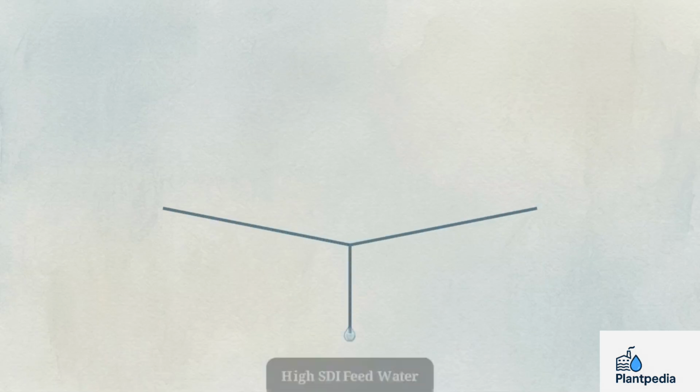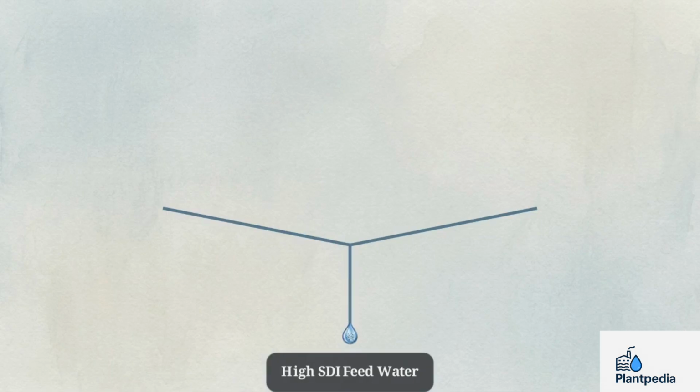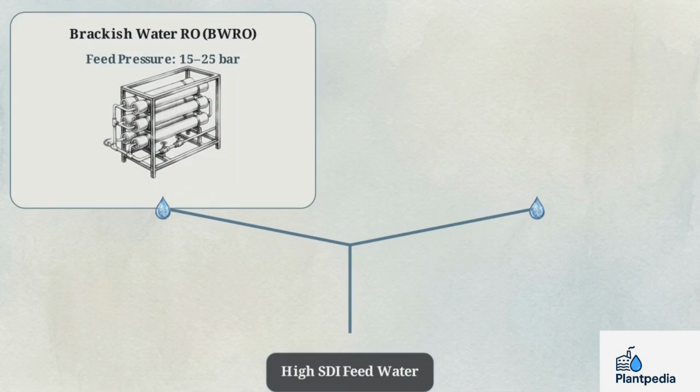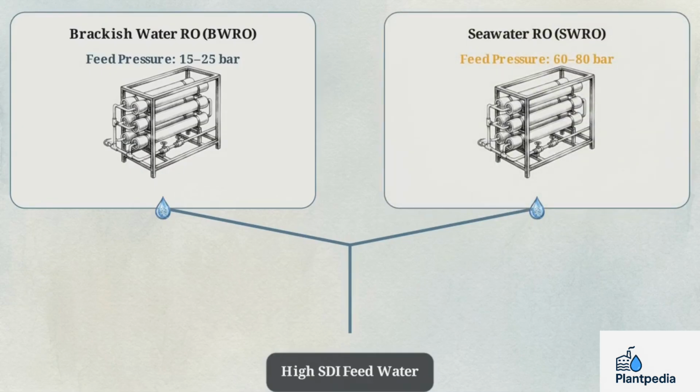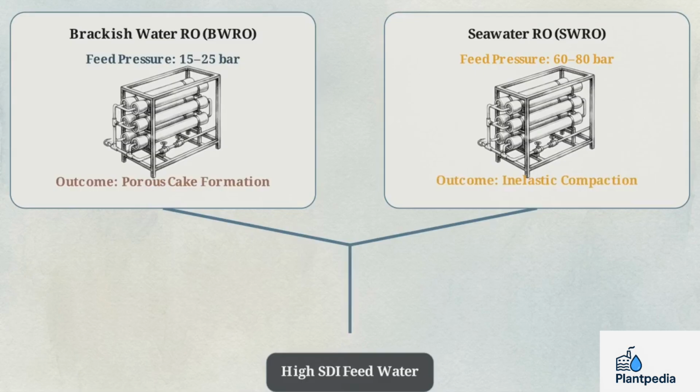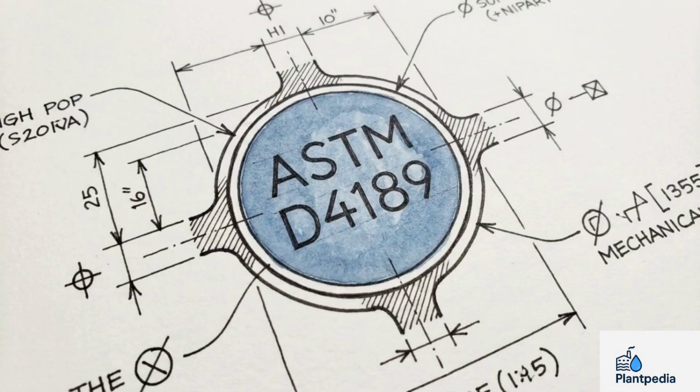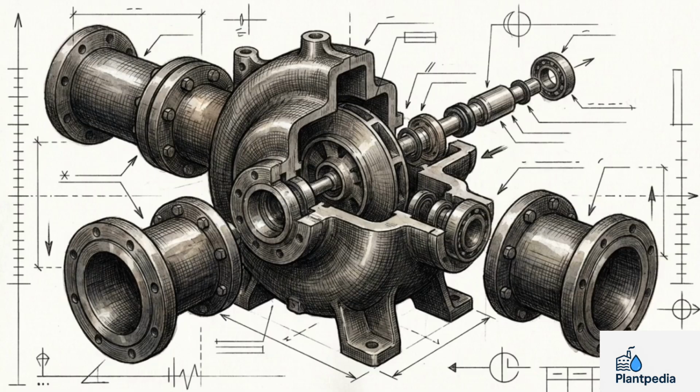But that assumption falls apart when we track high SDI water into two different environments, a Brackish Water RO system and a Seawater RO system. The identical feed water behaves entirely differently depending on which system it enters. The measurement standard for SDI remains static across the industry. The physical penalty for a high SDI, however, is strictly dictated by the system's thermodynamic environment.